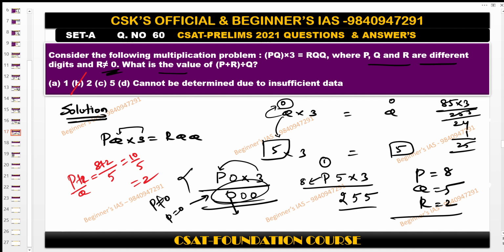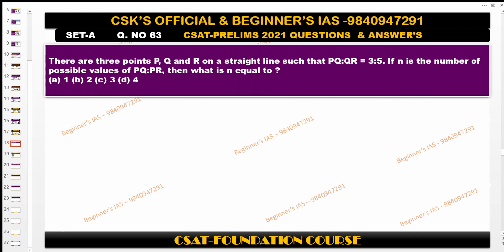No doubt means we'll move on with the next question. Shall we move on with the next question? So how did we get R as 2? When you are placing P as 8, what is 3 into 8? 24. 1 carries here, therefore 25. That is nothing but the resultant. It is in the form of RQQ. So Q is 5, R is nothing but 2. Understood? Okay, so next one.